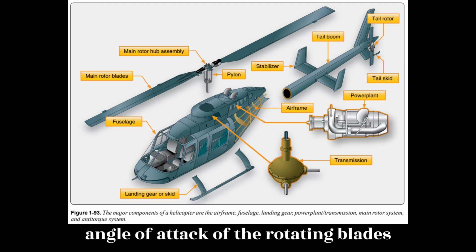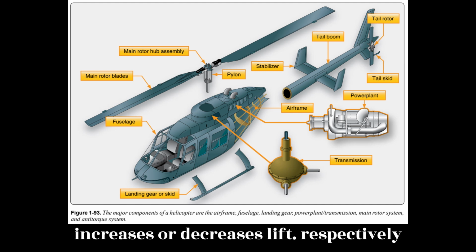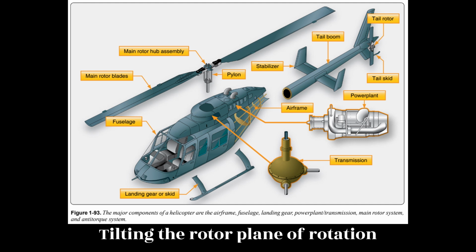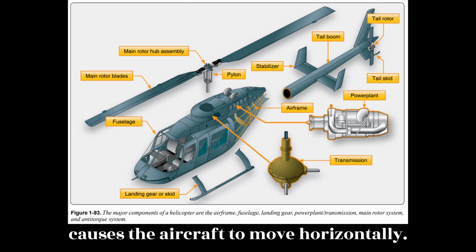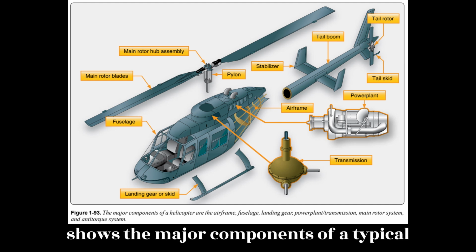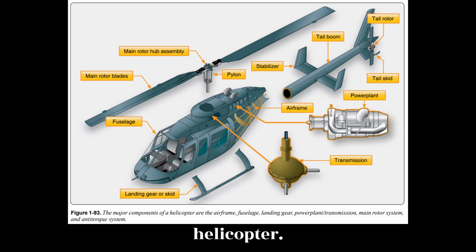Changing the angle of attack of the rotating blades increases or decreases lift, respectively raising or lowering the helicopter. Tilting the rotor plane of rotation causes the aircraft to move horizontally. Figure 193 shows the major components of a typical helicopter.